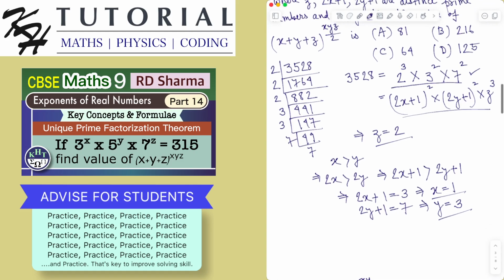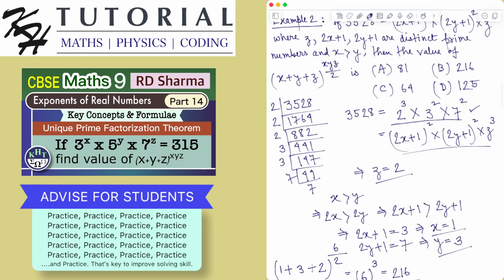Now it is asking to find x plus y plus z. So x is 1, y is 3, z is 2. So 1 plus 3 plus 2, this whole raised to the power xyz by 2. xyz will be 6, so 6 divided by 2. This is equal to 6 raised to the power 3, and this is equal to 216. 6 cube is 216. So the correct choice is B.